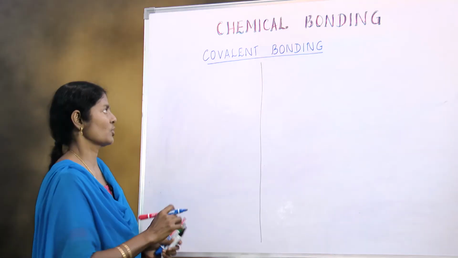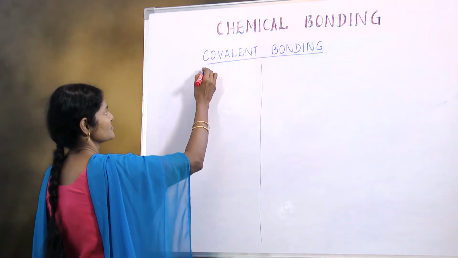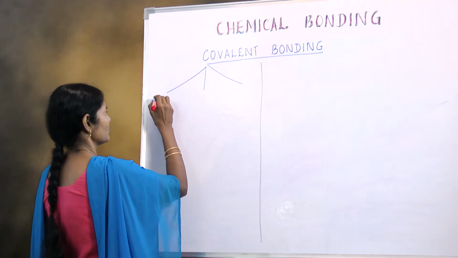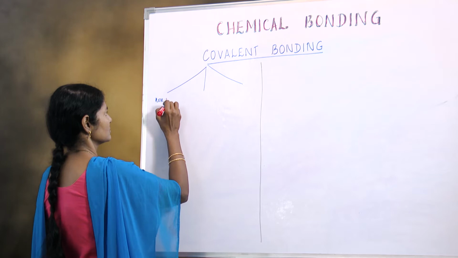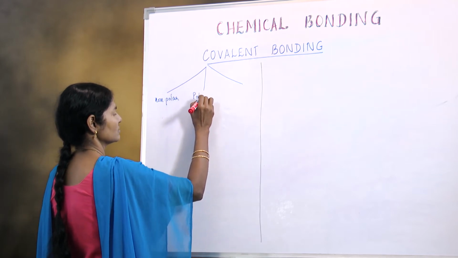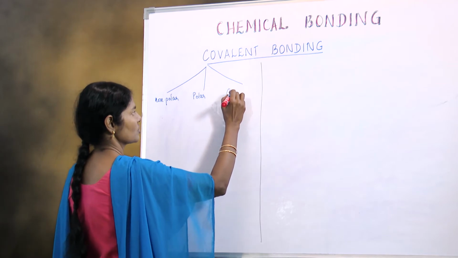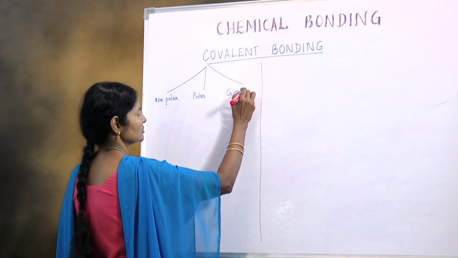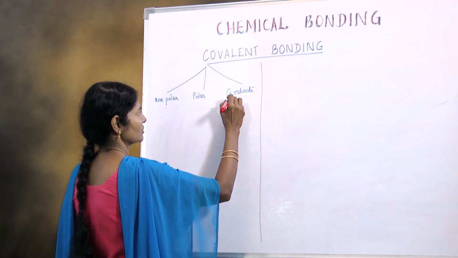to covalent bonding, which can be of three types: non-polar, polar covalent bonding, and coordinate covalent bonding.